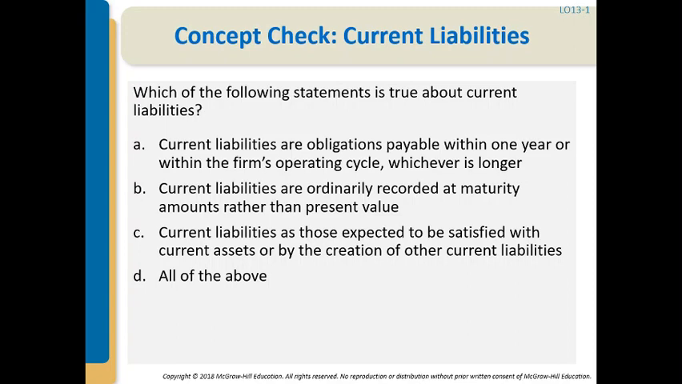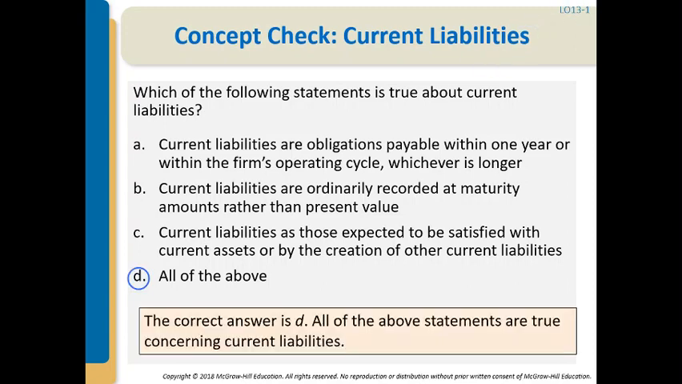All right, so which of the following statements is true about current liabilities? Current liabilities are obligations payable within 1 year or within the firm's operating cycle, whichever is longer. True. Current liabilities are ordinarily recorded at maturity value rather than present value. True. And what is that second or third one? Well, that's true too. So it's all of the above.